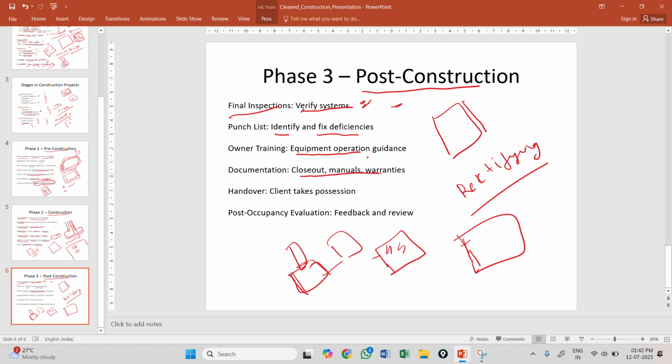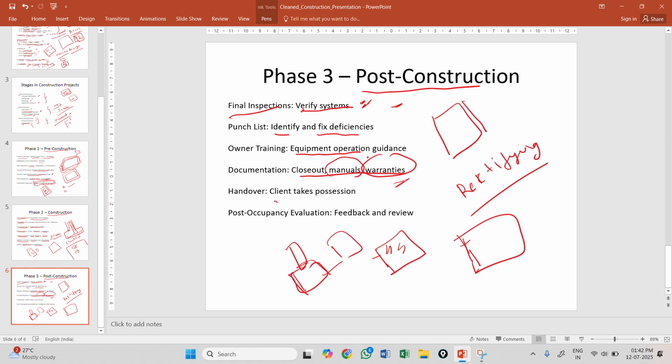Then come the closeout manual and warranties. Wherever you have done work, for example electrical work, plumbing work, rainwater harvesting, everything, wherever manuals or warranties are given, submit them to the client. They need to have them, because if there is any kind of problem in the future, they can use the warranty to get it fixed.